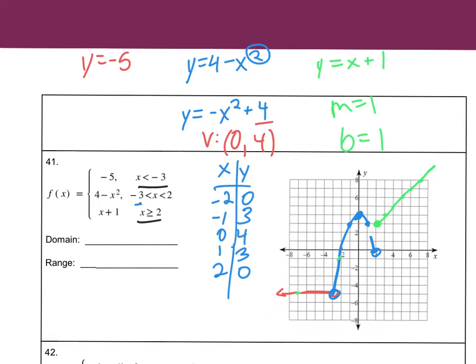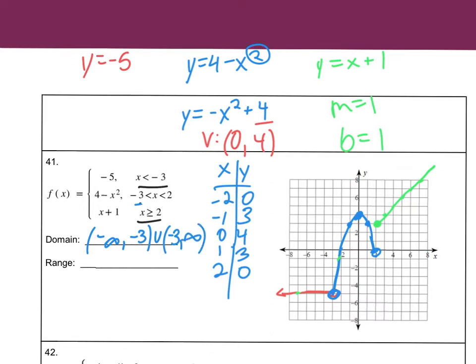Just like that. Be careful not to erase the wrong parts. Okay, so now my domain, from left to right, it looks like everything is covered except for 2 open dots here at -3. So that tells me that -3 is not defined. So this is actually just going to be -infinity to -3 combined with -3 to infinity.